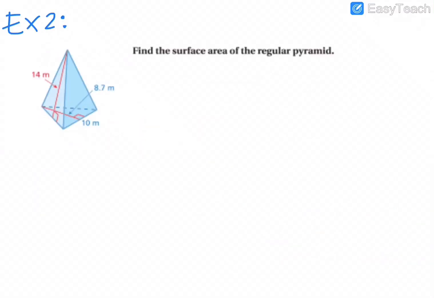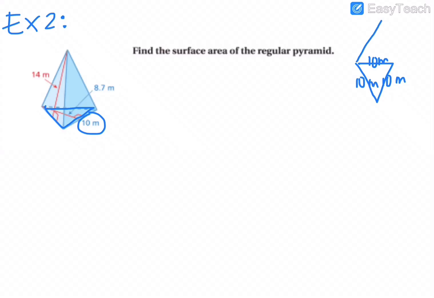Okay, here is example 2. This one, if you look at the base, it is not a square, it's a triangle. So this one is a little bit crazy because we've got triangles on triangles on triangles, but if you were to draw this as a net, it's 10 meters. It's labeled right here, so that means all of these are 10 meters.